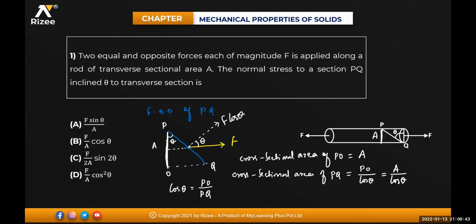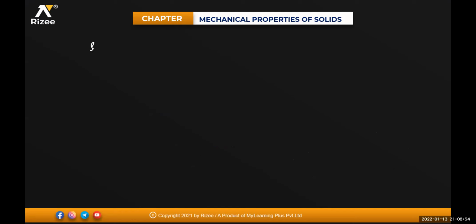Clear? What is the problem asking? Normal stress. Normal means perpendicular. So how do you write the normal stress here? Stress is equal to normal force divided by area. The normal force is F into cos theta, divided by the area of cross section, which is A by cos theta. So that will be equal to F cos theta divided by A.